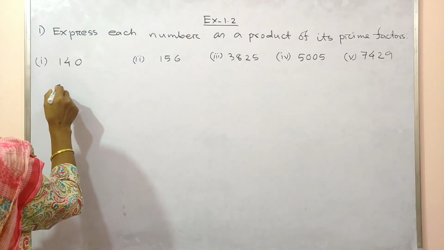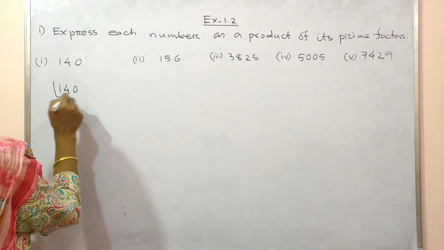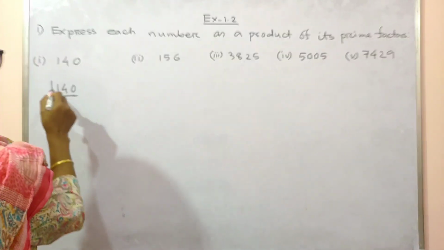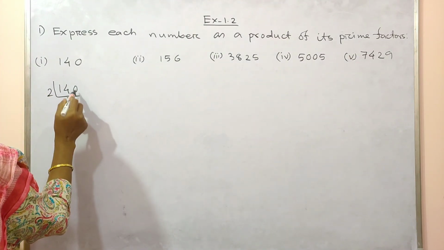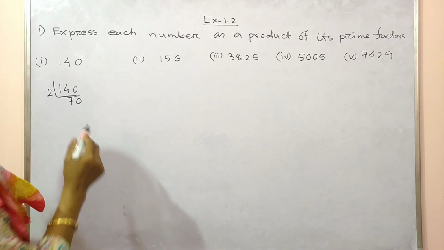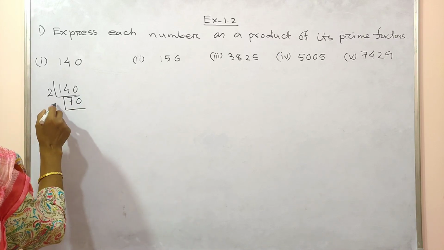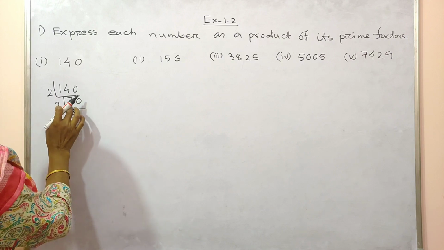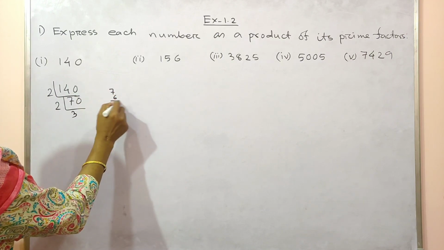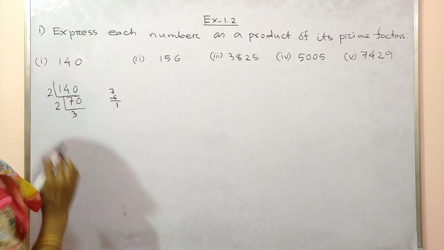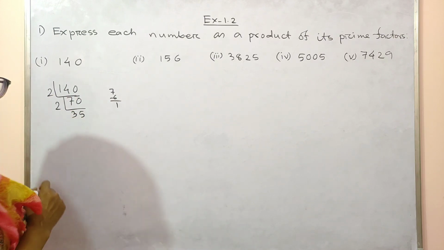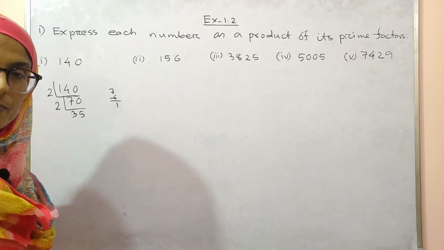So number 1, 140. Divide. Here unit place is 0. So divide by 2. 2 7s are 14 and here 0. Again divide by 2, unit place is 0. 2 3s are 6. 1. 7 minus 6, 1. 1 and here 0, 10. 5 2s are 10. Here unit place is 5.